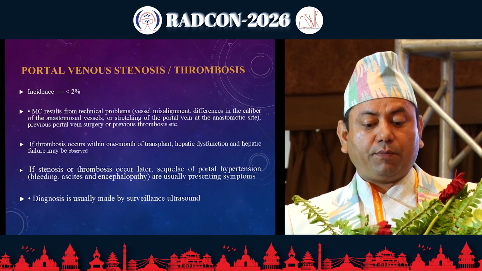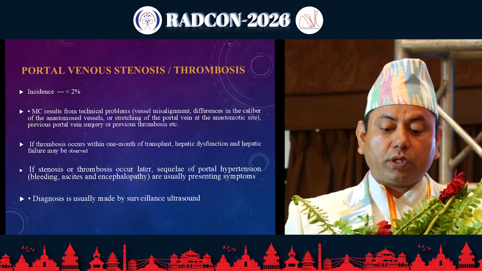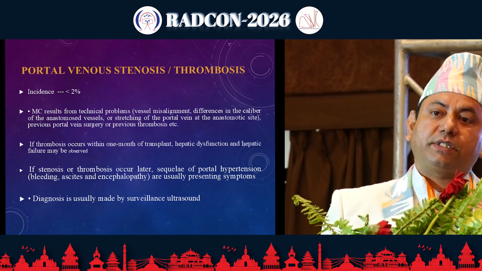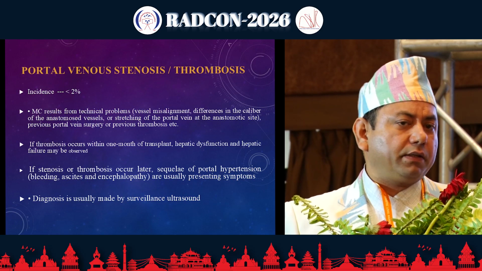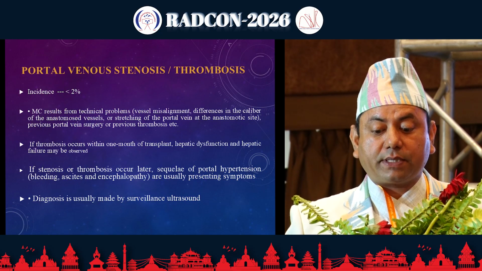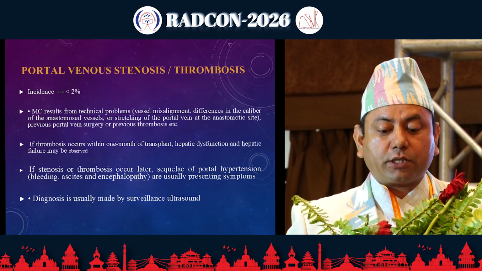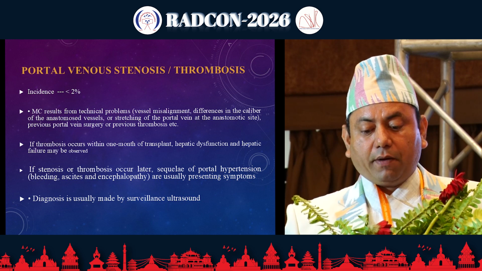Portal vein stenosis and thrombosis have an incidence of less than 2%, and the most common cause is technical problems, usually from the surgical anastomosis. Sometimes there is misalignment or a caliber mismatch of the anastomosed vessels, or stretching of the portal vein at the anastomotic site, previous portal vein surgery, or previous thrombosis.